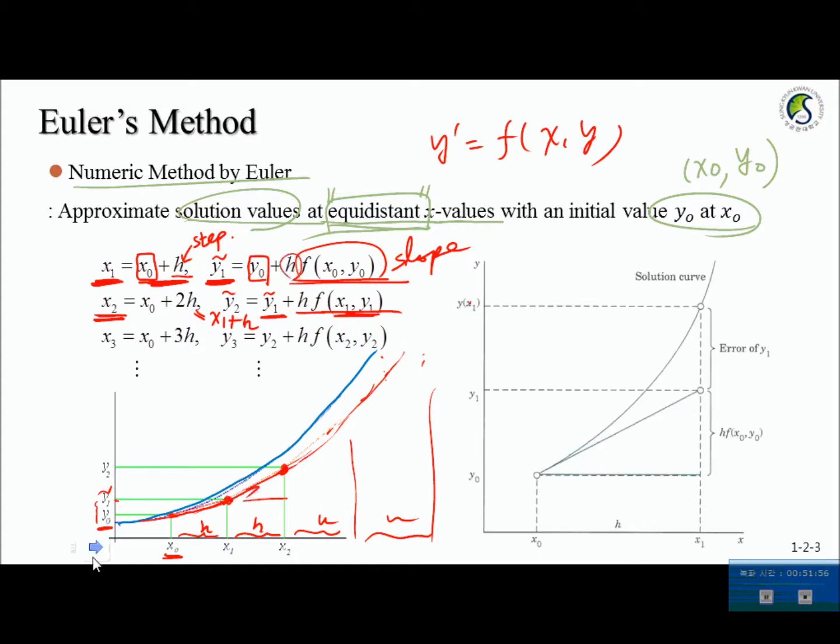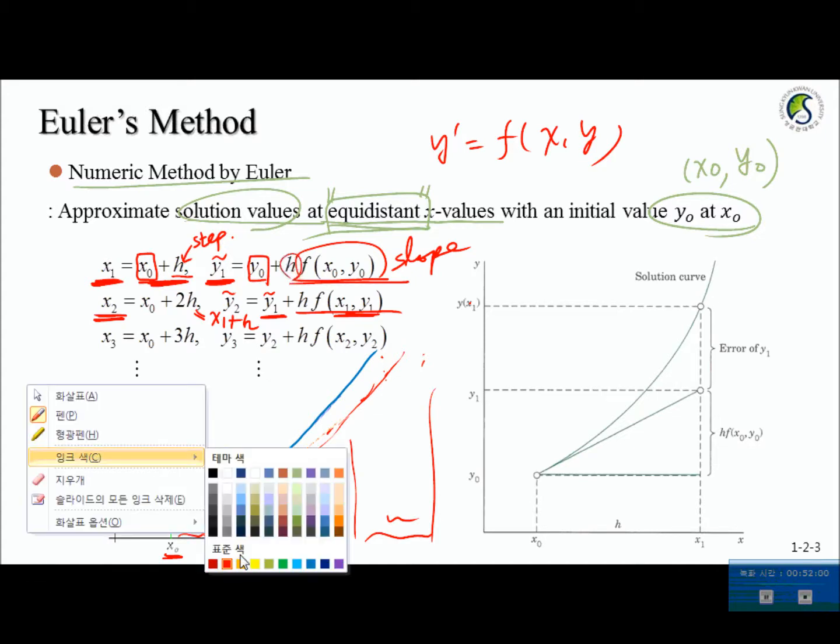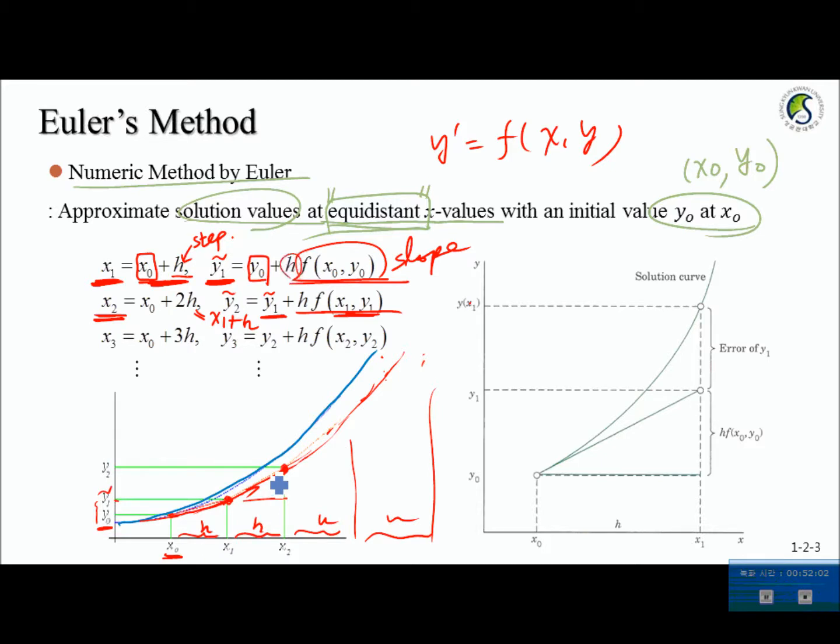Let's go deeper. Here, x naught and x1, if we magnify, zoom in on this region, that was the h, right? And the slope times h will give you a new point, right? But that's not really the true value, so that should be the error at that point.